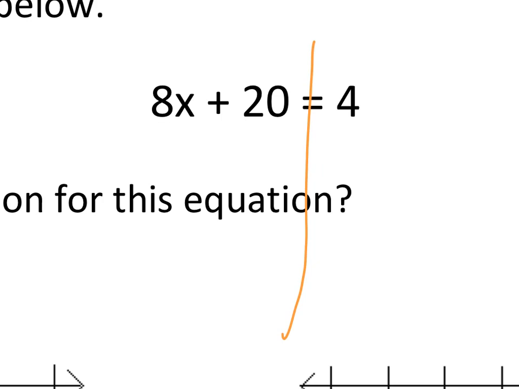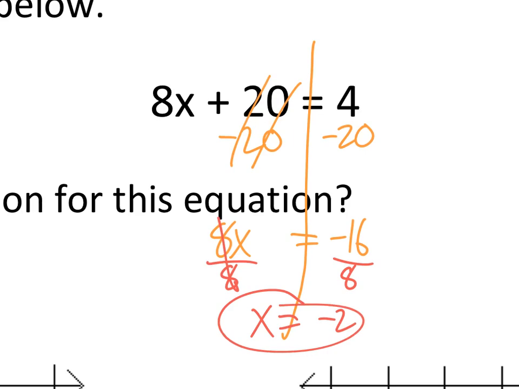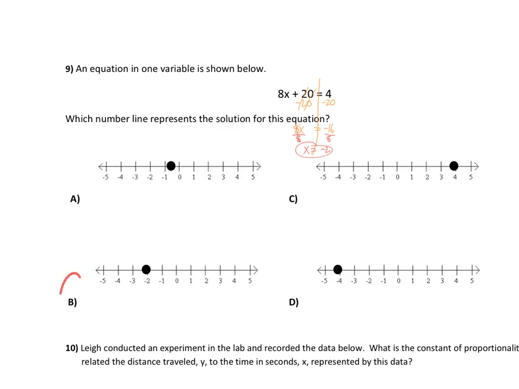So what I'm going to do is I got to get everything away from the variable. So I'm going to get rid of that 20. So I'm going to do minus 20 on both sides. These two will cancel out. On the left side, I'm going to be left with 8x equals 4 minus 20 is going to be negative 16. Final step, whenever I have a variable and a number right next to each other, I have to divide. So I'm going to do both sides divided by 8 because I want to get that variable by itself. Those two cancel out, and I'm left with x equals negative 16 divided by 8 is going to be negative 2. So negative 2 is my answer, but now I got to figure out which one of these shows me negative 2. Well, the only one with a dot on negative 2 is going to be B, because it looks like it's a little to the side, but it's supposed to be right there.